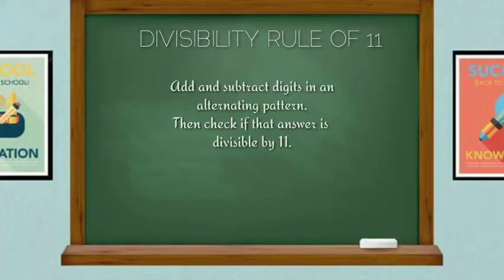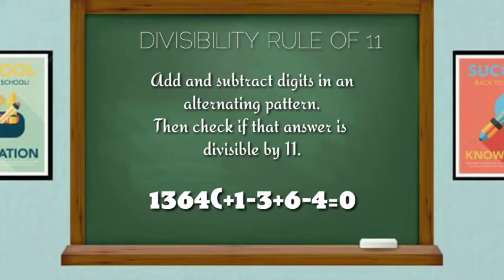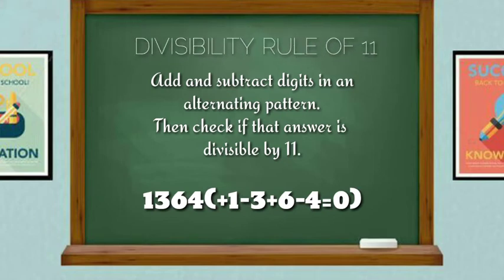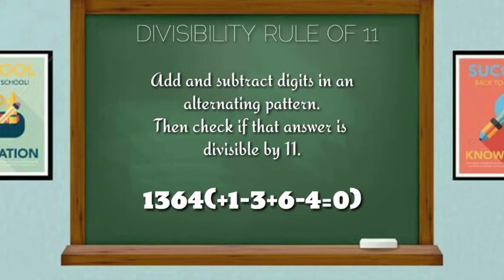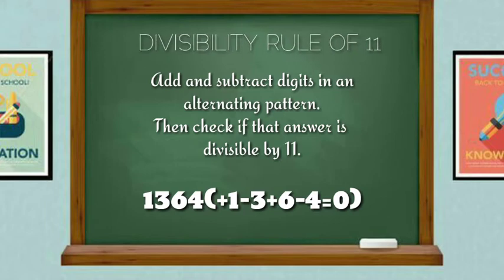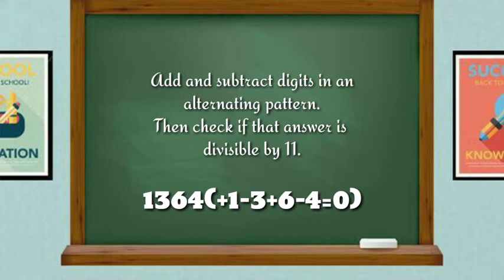Divisibility rule of 11: add and subtract digits in an alternating pattern. Then check if the answer is divisible by 11. For example, 1,364: plus 1 minus 3 plus 6 minus 4 is equal to 0. So 1,364 is divisible by 11.